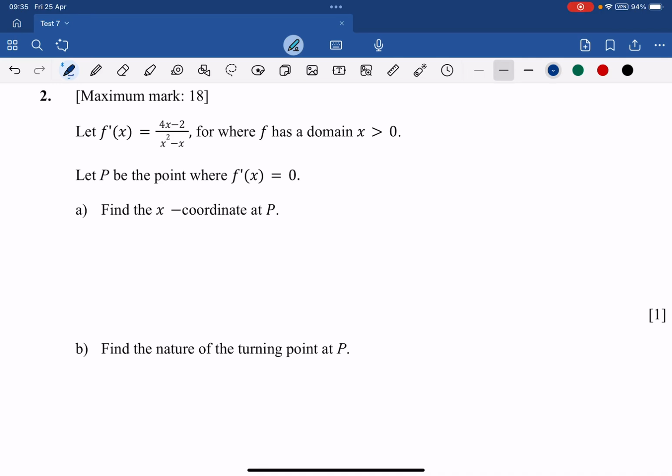This question is long, obviously 18 marks, and we're going to do this in 3 different videos. So we're going to do A and B on one, and then C and then D. So the first thing is we've got f dash x, find f dash x equals 0. So it's only worth 1 mark.